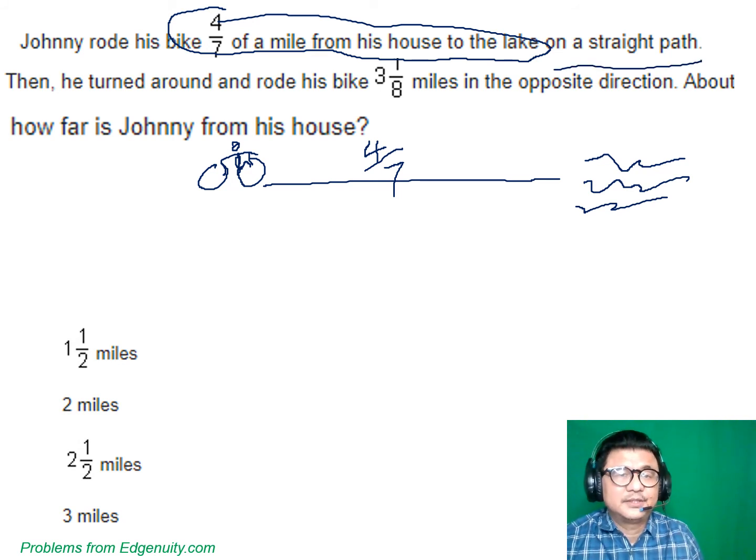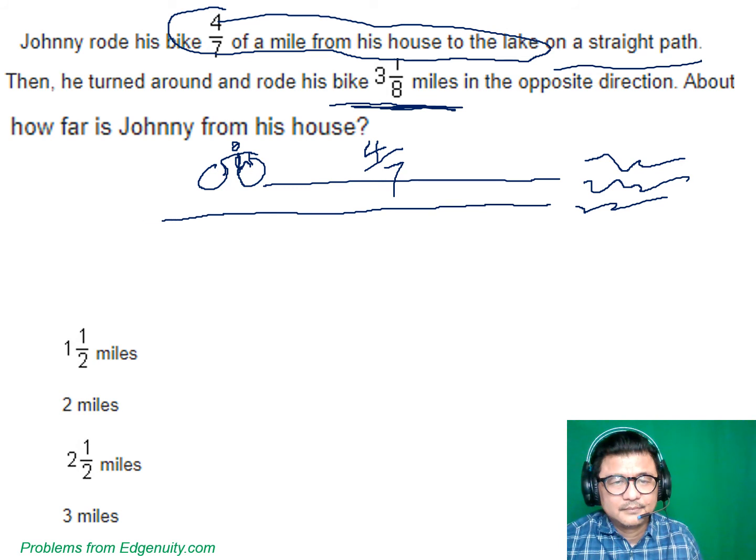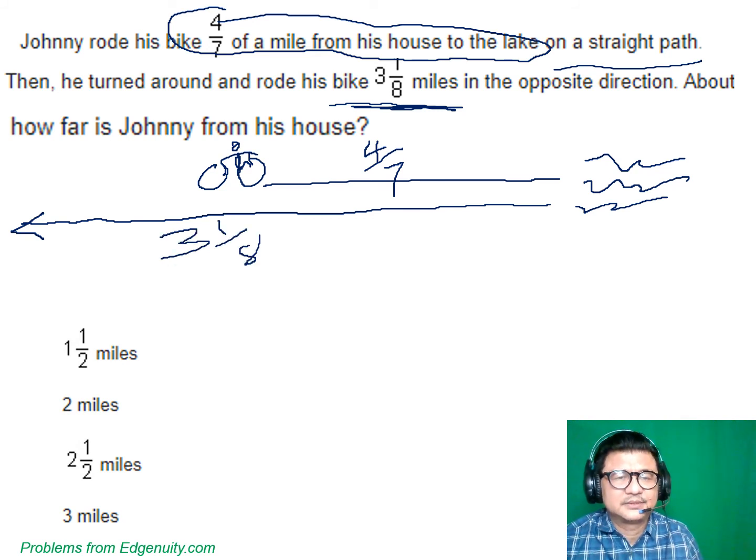Then he turned around and rode his bike 3 and 1/8 miles. So he turned around and went back, farther though. This is 3 and 1/8 miles. So remember the house started here. This is the house. How far is he now? How far is he from the house?